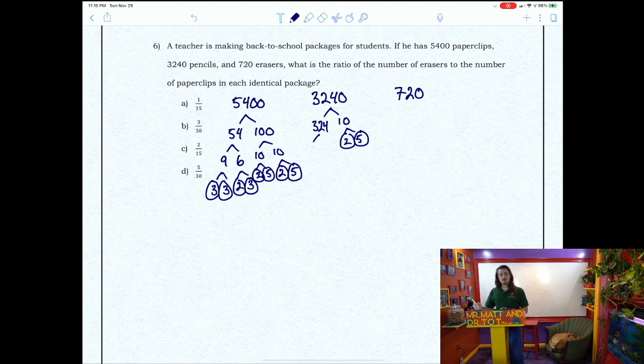And then lastly, we have 720, which will break down into 72 times 10. 10 breaks down into 2 times 5. 72 is 8 times 9. 9 is 3 times 3. 8 is 2 times 4. And 4 is 2 times 2.